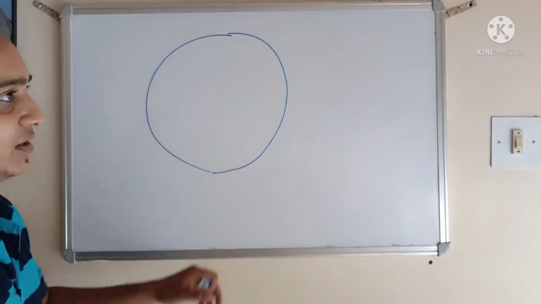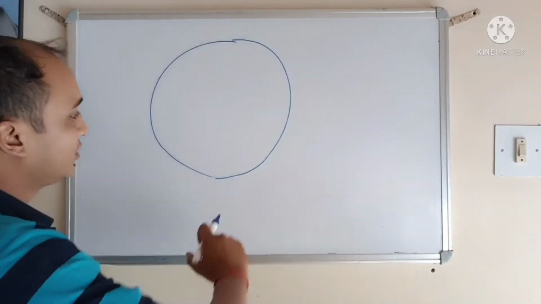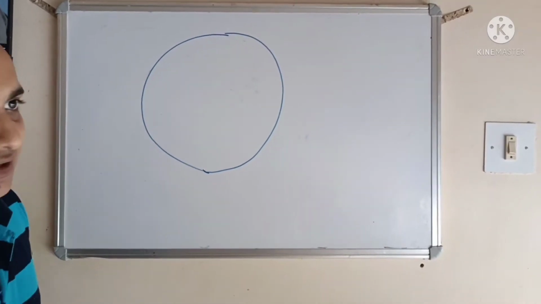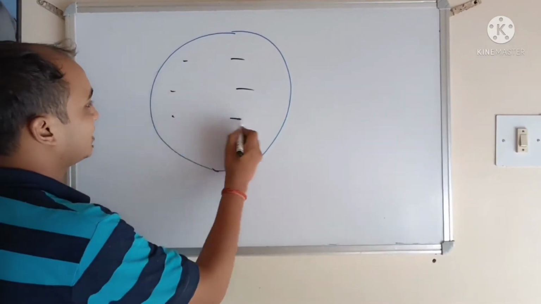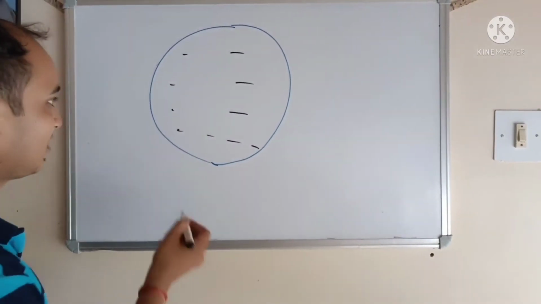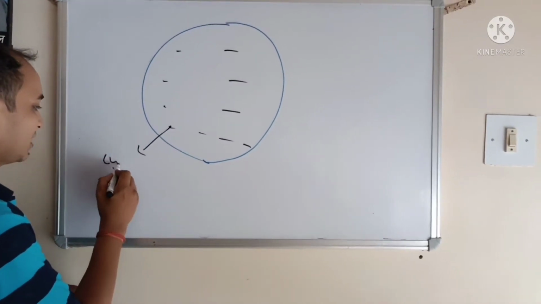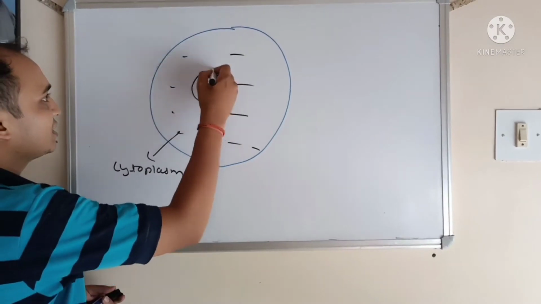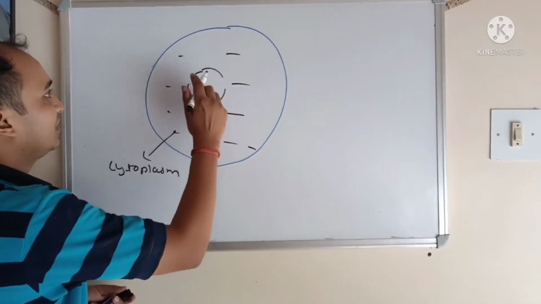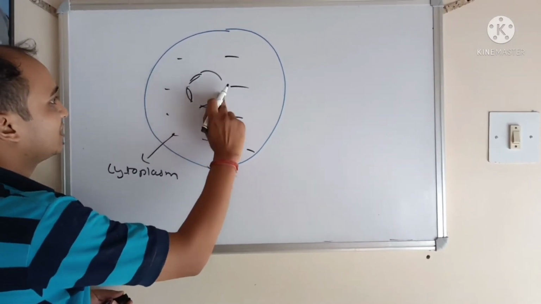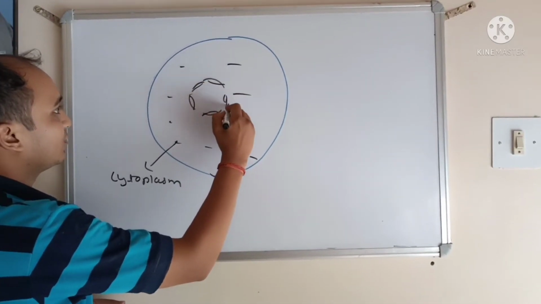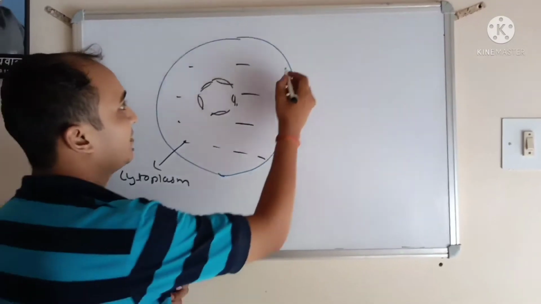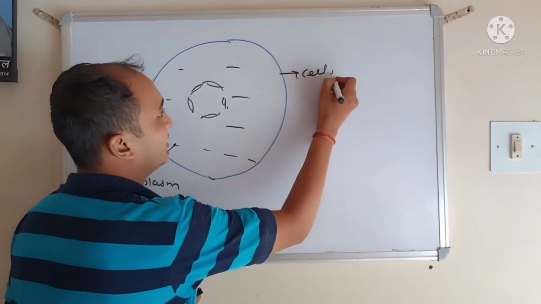Sorry, cell membrane. That part was cell membrane. So we are going to discuss about cell membrane. So this is the cell membrane. Inside the cell membrane, we all know what is this. This matrix, this jelly part is cytoplasm, and this is our nucleus. So we are going to study about cell membrane. That is our topic, cell membrane.